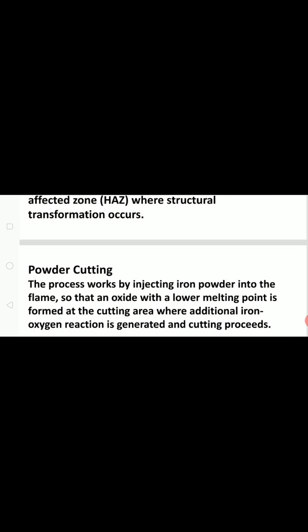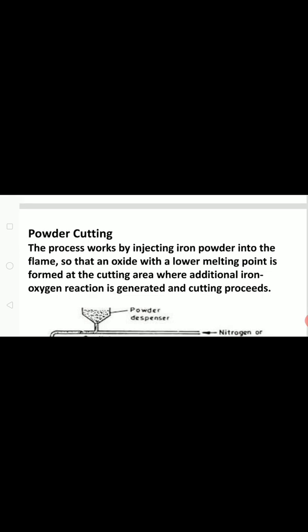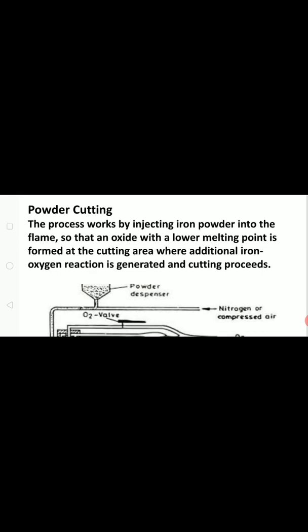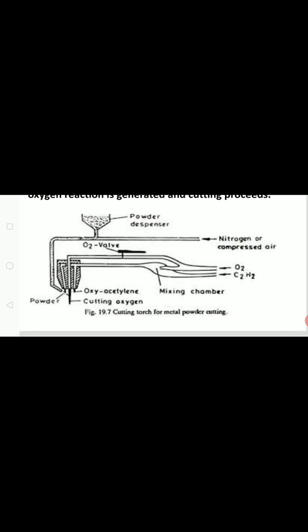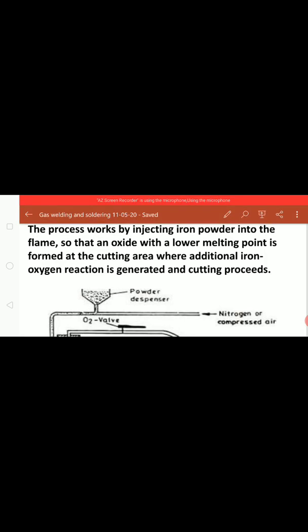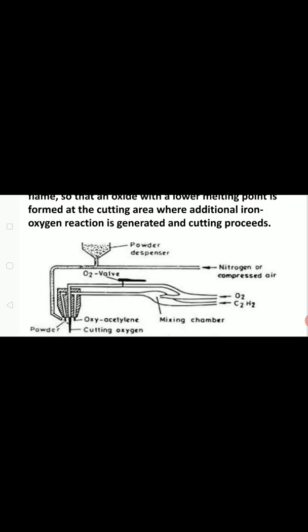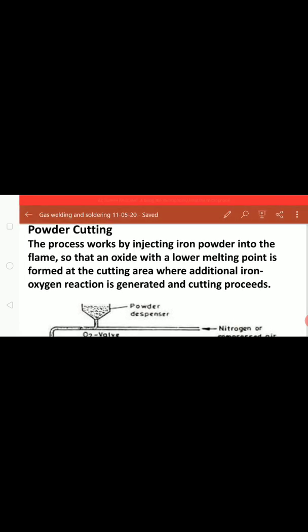Coming to powder cutting, the principle of operation is shown here. An oxyacetylene flame and a similar torch are used, but in between, a metal powder is supplied by the torch. Such an arrangement is shown in the figure. However, we will discuss the principle of operation of powder cutting.